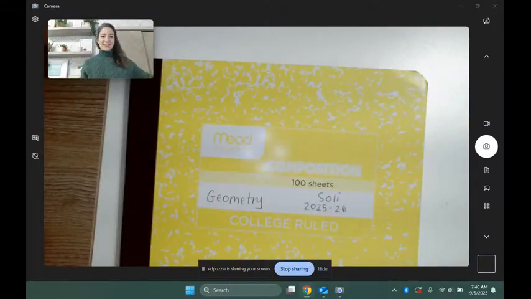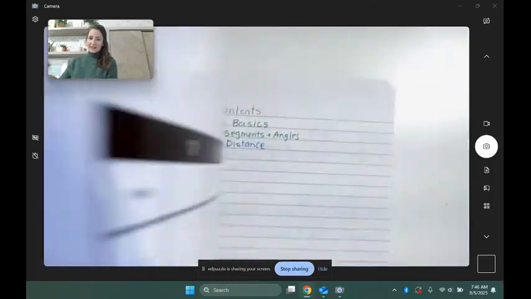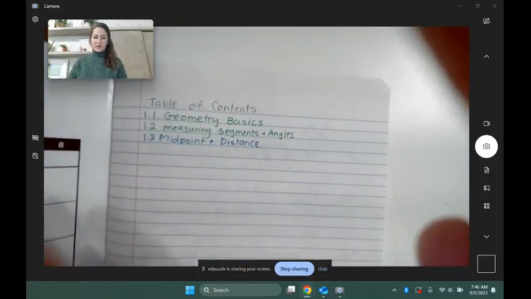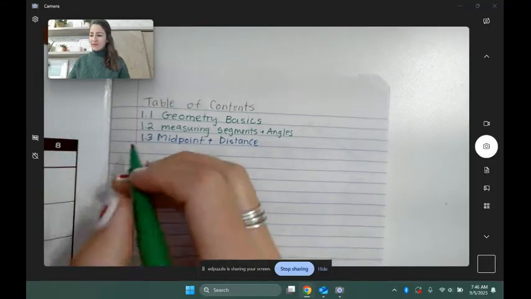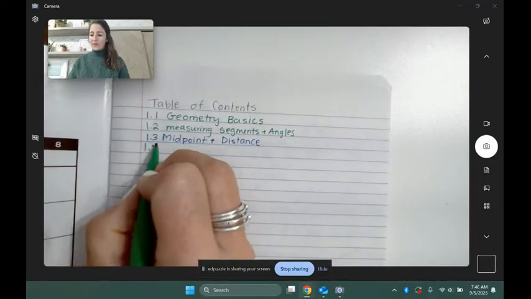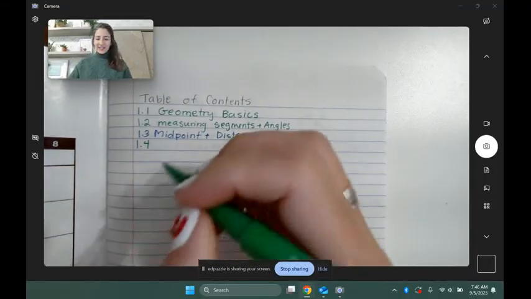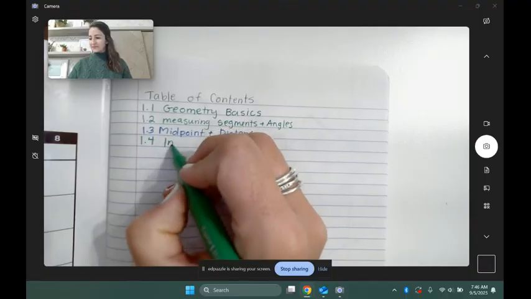Hi, geometry students. Miss Soli here with another lesson that we will put in our notebooks. Go ahead and open to your table of contents. This is 1.4, inductive reasoning.